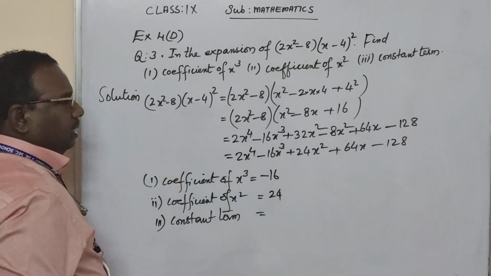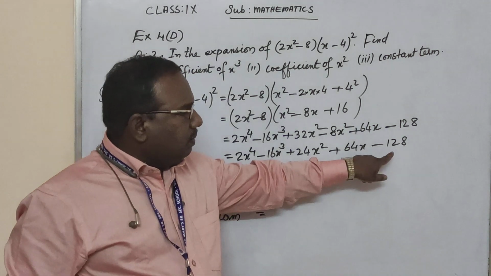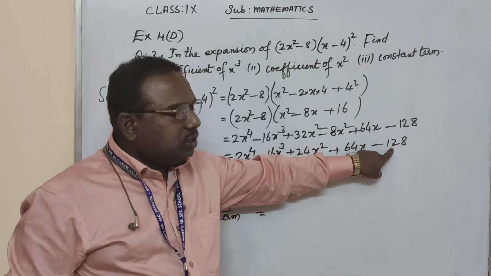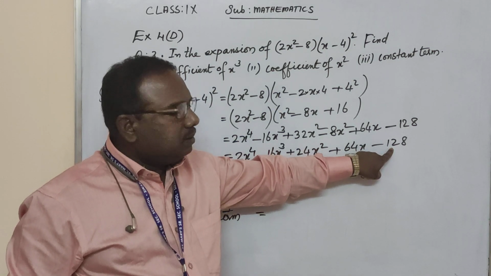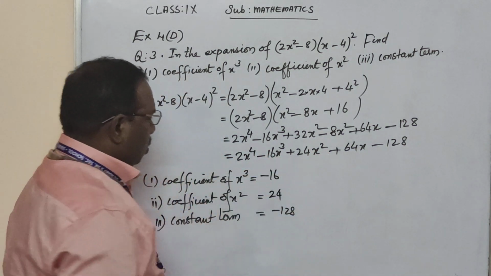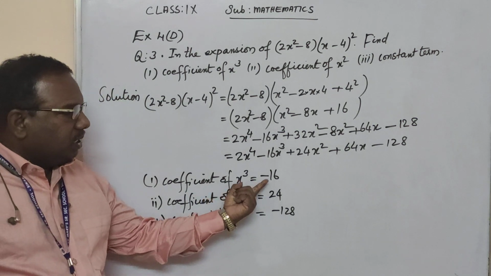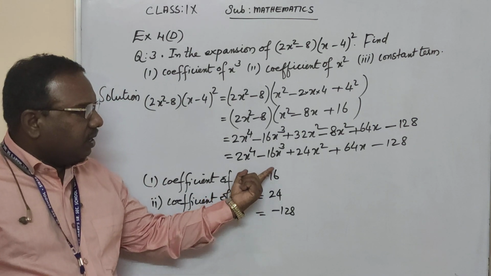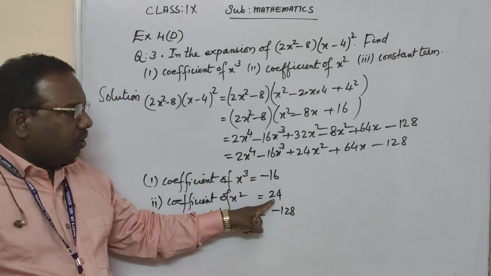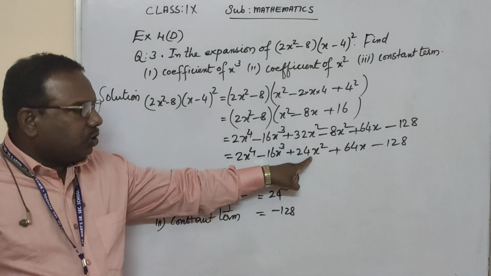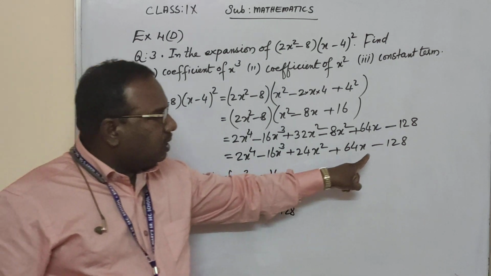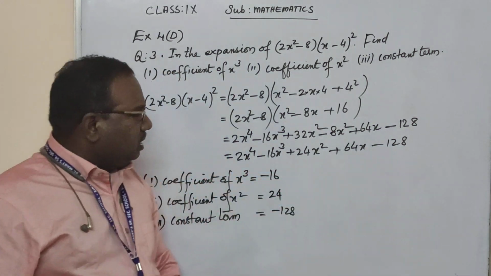We can see the term having no x. This is the constant term, or a number, minus 128. So the coefficient of h cube is minus 16. We write the answer from this term, and the coefficient of h square is 24. We get from h square the 24 h square term, and the constant term is minus 128. This is it. Now let us discuss.